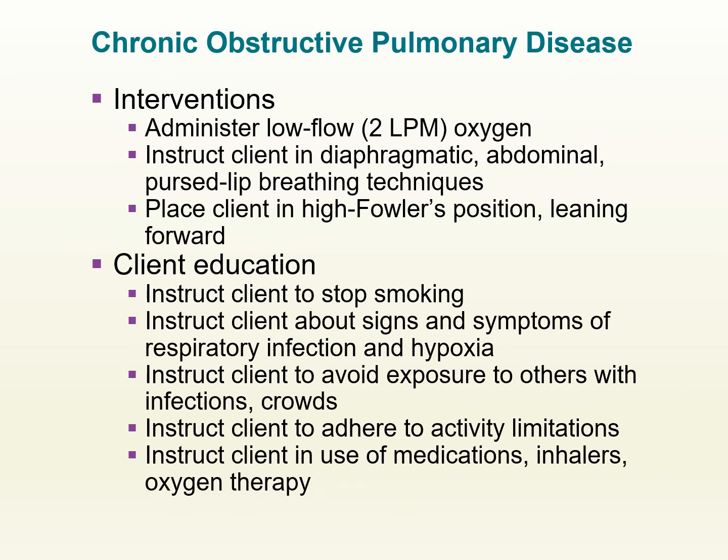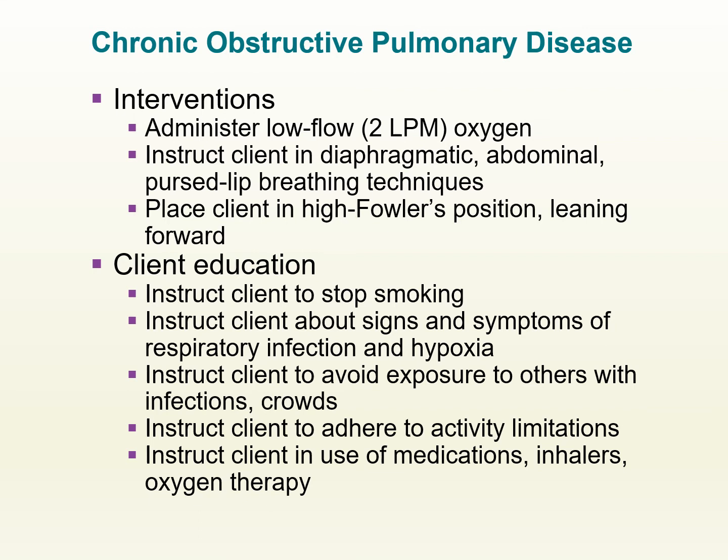These patients will either need low flow oxygen, like 2 liters per minute, so we don't shut off the respiratory drive, or remember we could use that Venturi mask for a more concentrated flow of oxygen. We can teach them how to do diaphragmatic abdominal pursed lip breathing techniques, put them in high Fowler's position, and teach them that tripod position with the leaning forward. Also, they need to stop smoking, so we're going to talk to them about not smoking, about signs and symptoms of respiratory infections and hypoxia. Remember, for hypoxia, think restlessness.